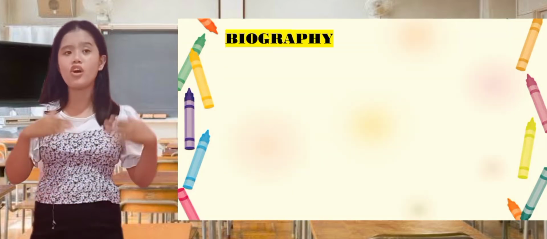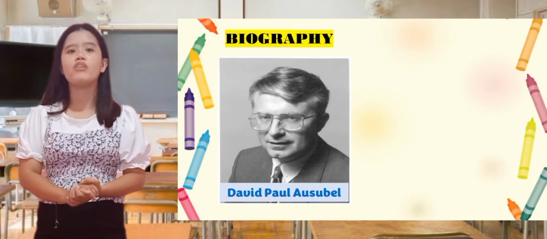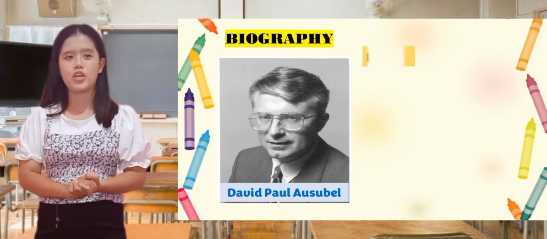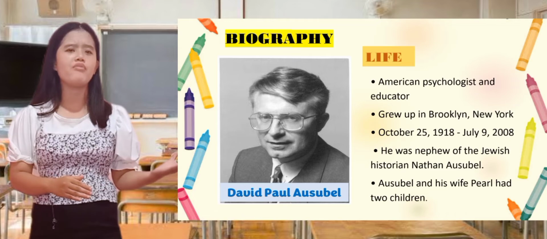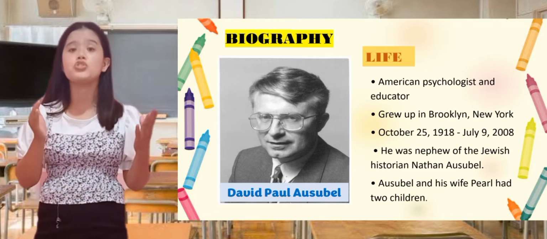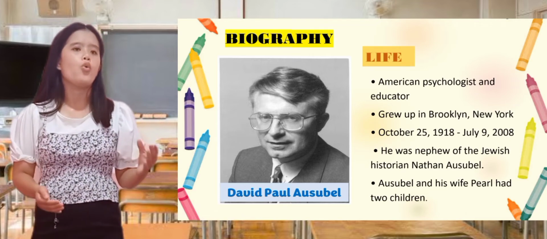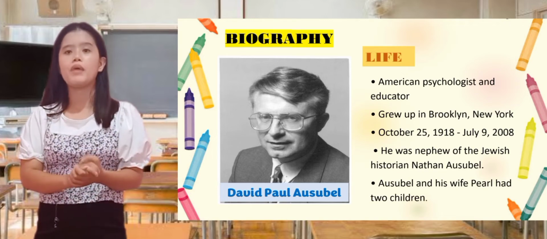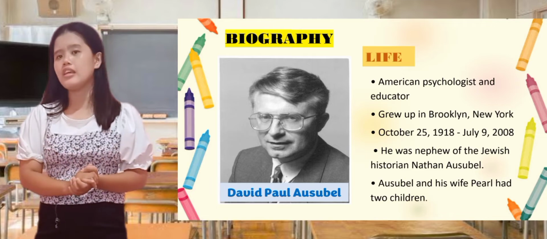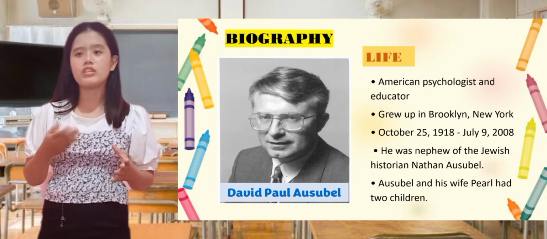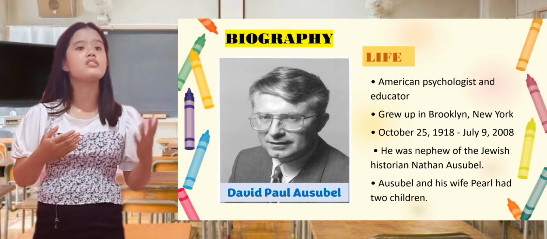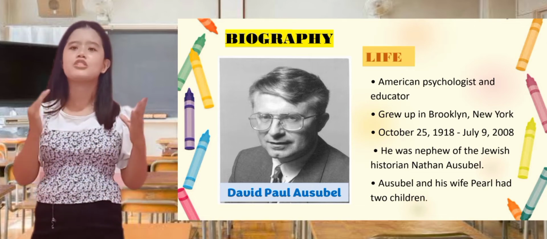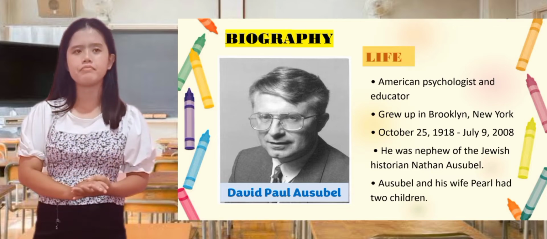So, now let's talk about the biography of David Paul Ausubel, the creator of Ausubel's subsumption theory. Talking about his life, he was an American psychologist and educator who grew up in Brooklyn, New York. Ausubel was born on October 25, 1918, and died on July 9, 2008. Not just that, he was the nephew of the Jewish historian Nathan Ausubel. Ausubel and his wife Pearl had 2 children.